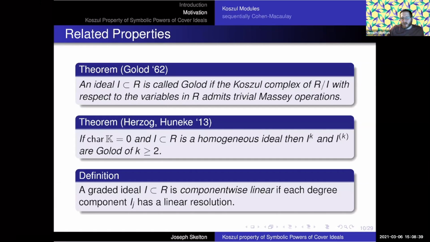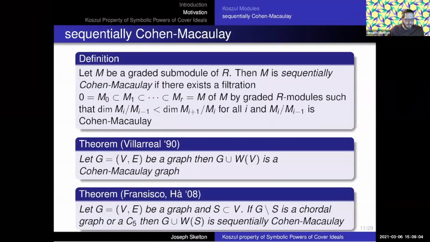And then another related property is component-wise linearity. Something is component-wise linear if each degree component has a linear resolution. So this is another property related to the Koszul property. I'll show how everything is linked here in a second. But for this one thing, we get sort of two related properties.